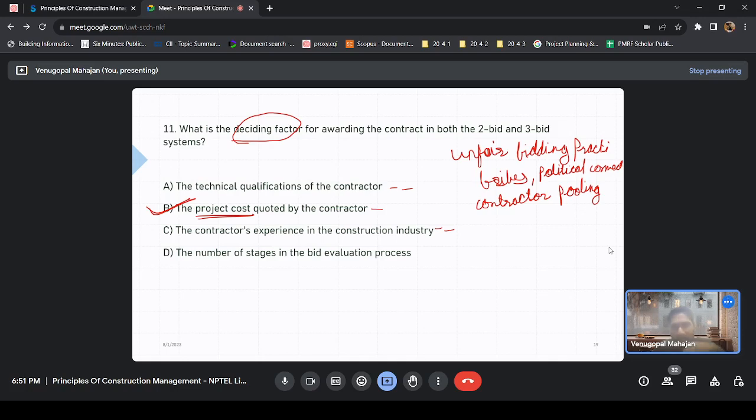So yes, there are a lot of unfair bidding practices, and there are clauses to fight these unfair practices. But the question is that the authority has to prove that there was some unfair practice, and this is kind of difficult to do.